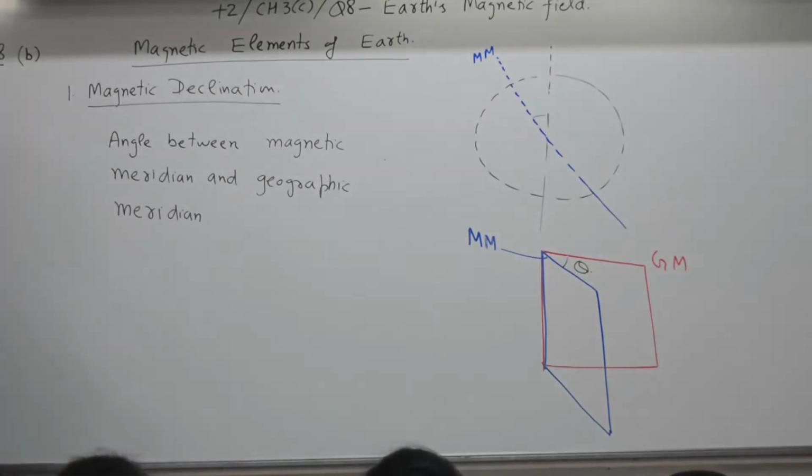Time with you is 3 minutes to write magnetic declination.